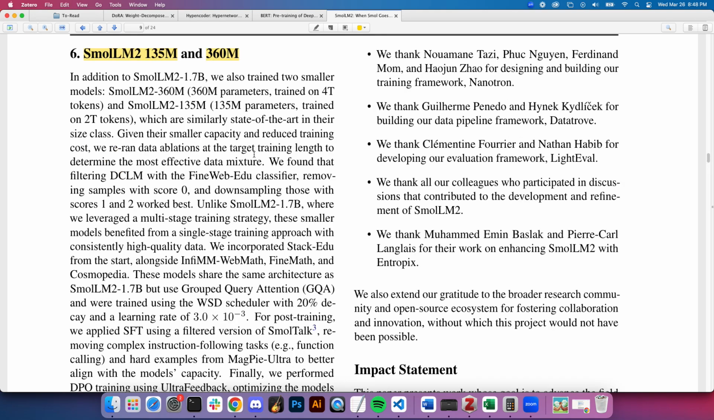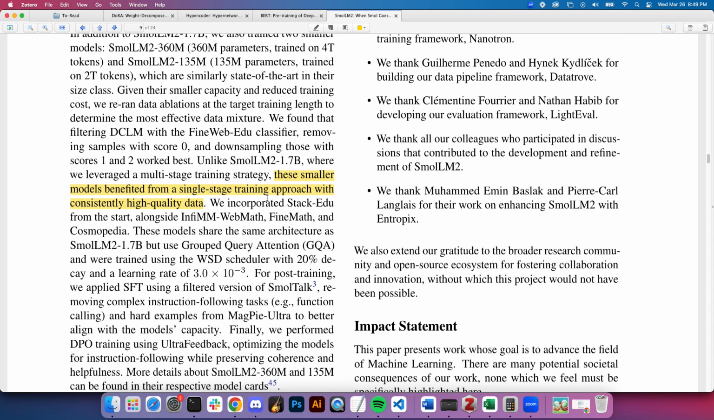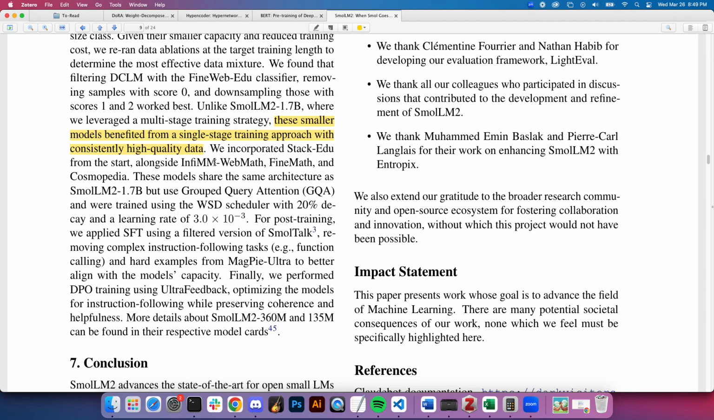We reran data ablations at the target training length to determine the most effective data mixture. We found that filtering DCLM with the FineWeb EDU classifier, removing samples with score 0, and downsampling those with scores 1 and 2 work best. Unlike 1.7 billion, where we leveraged a multi-stage training strategy, these smaller models benefited from a single-stage training approach with consistently high-quality data. So that's definitely interesting to note. So I guess what I was talking about earlier of getting familiar with that 4-stage might not apply for smaller models. StackEDU, InfiMM WebMath, FineMath, and Cosmopedia from the start.